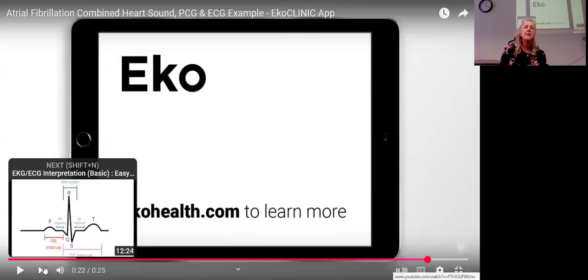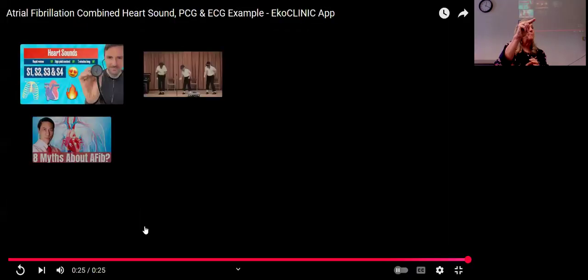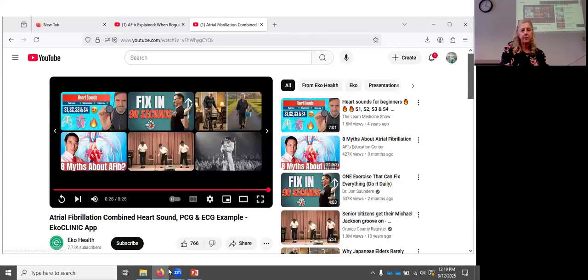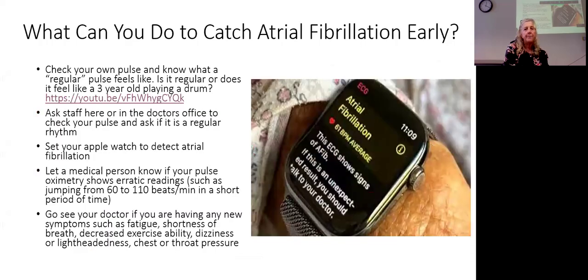I'm sorry that you can't hear it, but it feels like bump, bump, bump, bump, bump, bump, bump, bump when you're feeling it. Okay, so know what your pulse feels like and check it if you're having one of the symptoms we talked about.